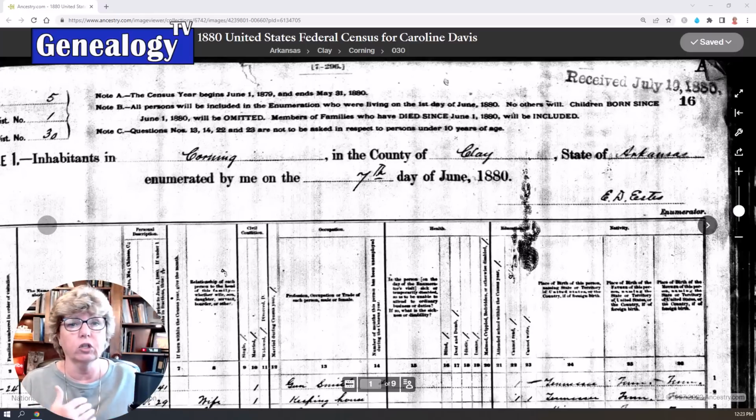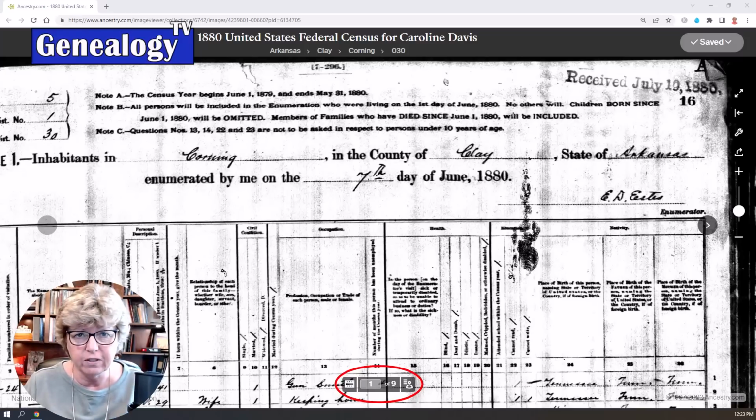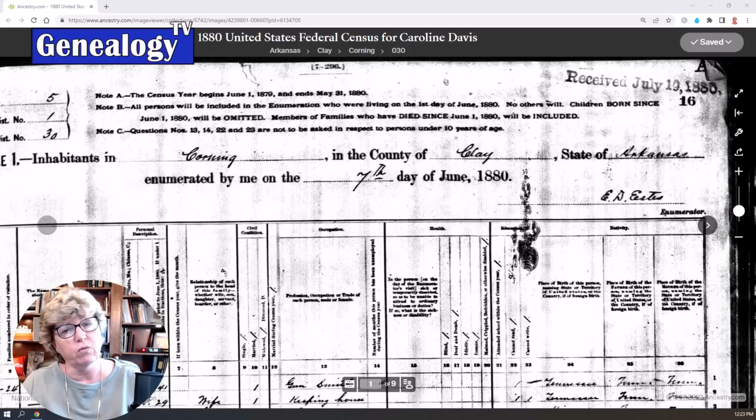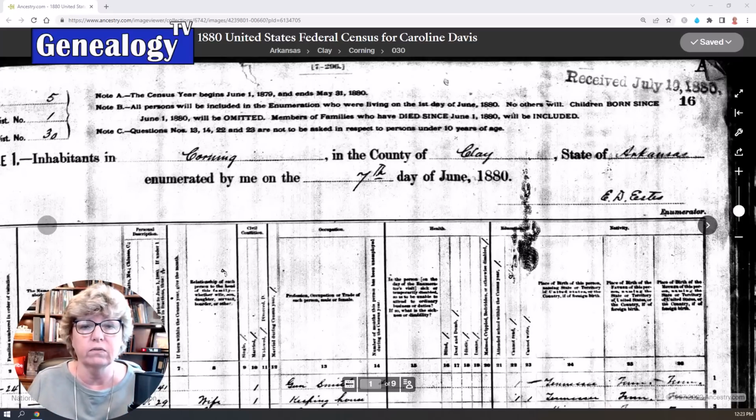Now, we didn't even look at the family on other pages. I do want to point out that this was image number 1. So we could not have gone to the left at all because this was the first image on this roll. But we could go to the right and see if there's any other Davis family or Rowland family in subsequent pages. That was not part of this exercise, but that's one of the strategies you want to use to try and find other family members that may be living nearby.